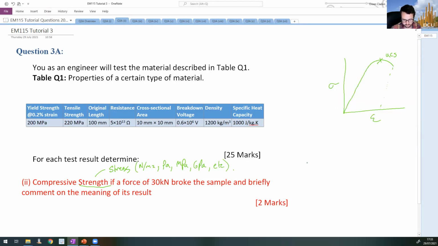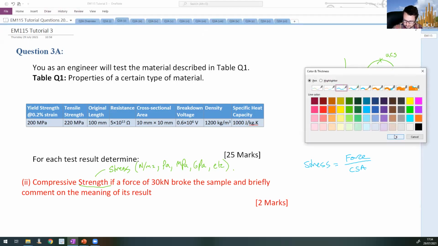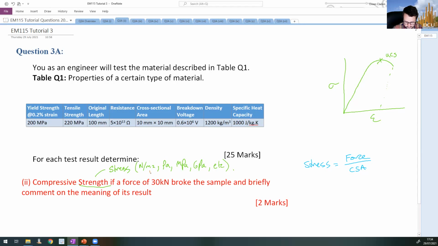Okay, so stress is equal to force over cross-section area. And so that, of course, is where this comes from. Okay, area, meters squared, and force is in newtons.